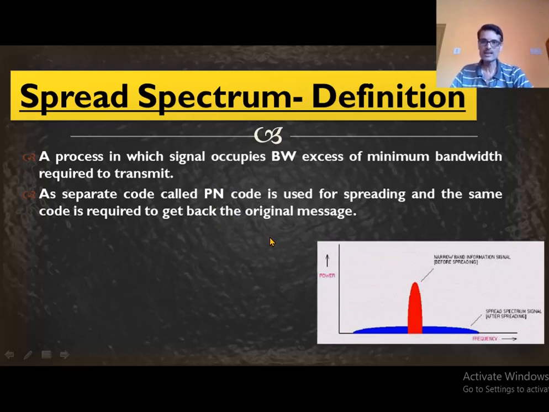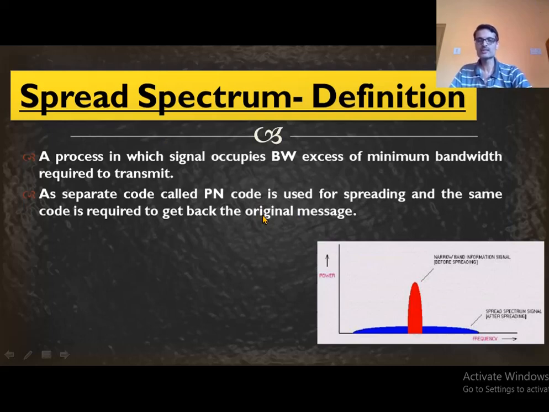So the major application of Spread Spectrum is security. How do we provide the security? Without knowing the same PN code in the receiver, it is impossible to get back the original message. So we use this pseudo-random noise code for spreading, as well as for despreading in the receiver. So security is added to the signal. That is the main advantage of the Spread Spectrum technique.